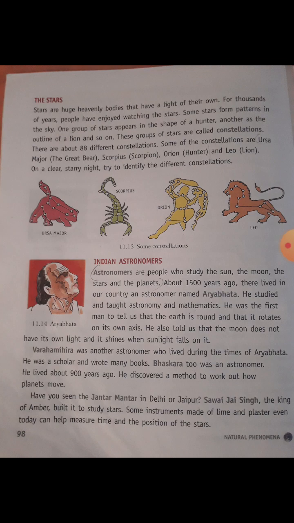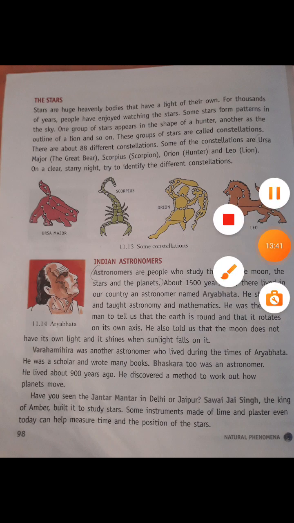Let's come to the topic. Stars are huge heavenly bodies that have a light of their own. So students, what are stars? Stars are huge heavenly bodies that have a light of their own. For thousands of years, people have enjoyed watching the stars. Some stars form patterns in the sky. One group of stars appears in the shape of a hunter, another as the outline of a lion, and so on. These groups of stars are called constellations.